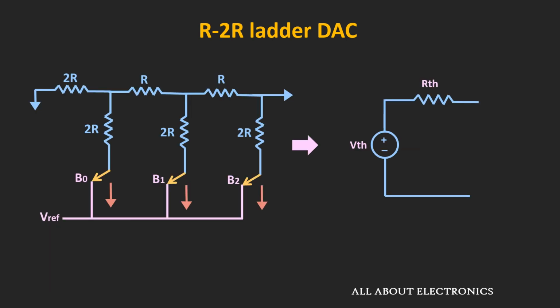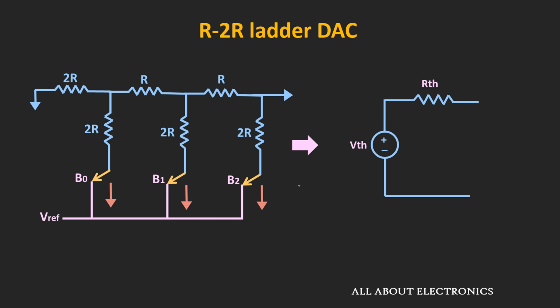Now this entire ladder network can be represented by the Thevenin's equivalent voltage in series with a resistor. And we have already seen how we can calculate the Thevenin's equivalent resistance for the ladder network. And here the value of the Thevenin's equivalent voltage will depend on the position of the switches.